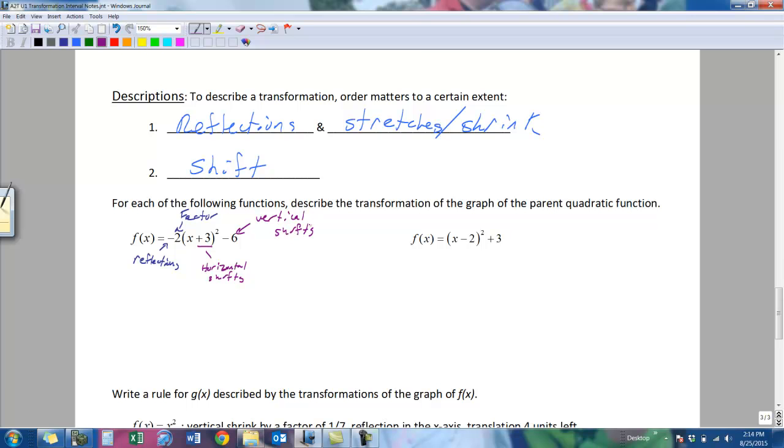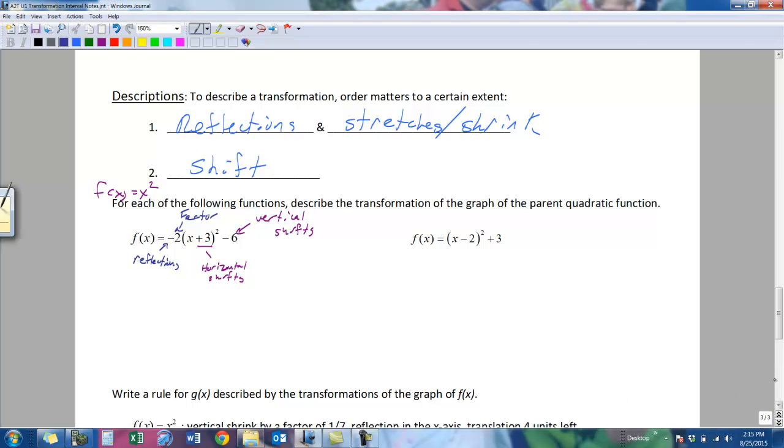So if we were to describe what happened to the parent graph, if f of x is equal to x squared is the parent graph, what happened here? Well, this got reflected across the x-axis because it opens down. It got vertically stretched by a factor of 2. I'm going to pause because the bell's about to ring.